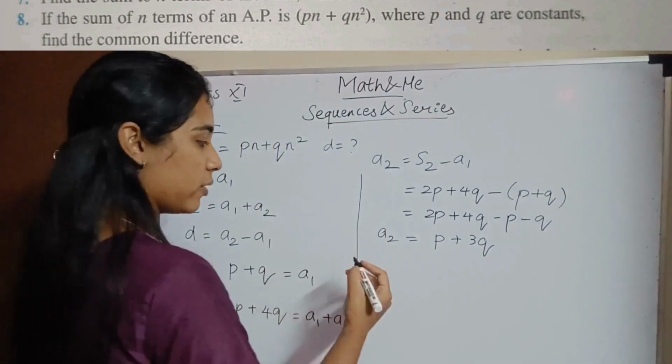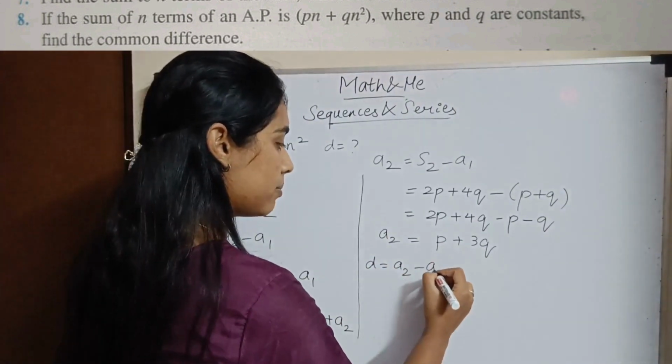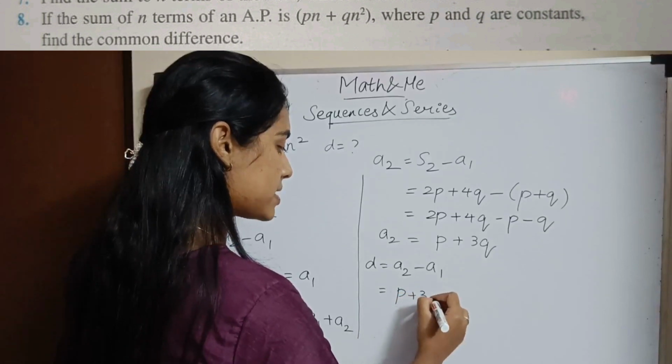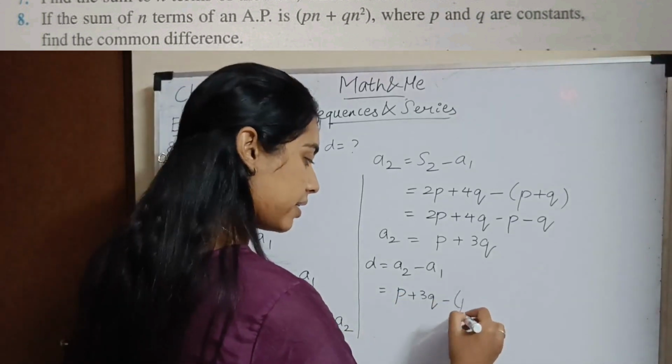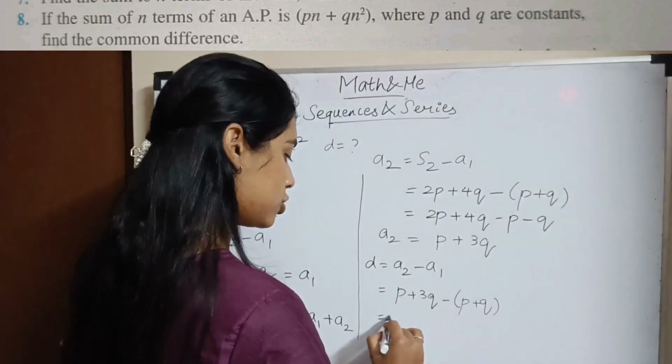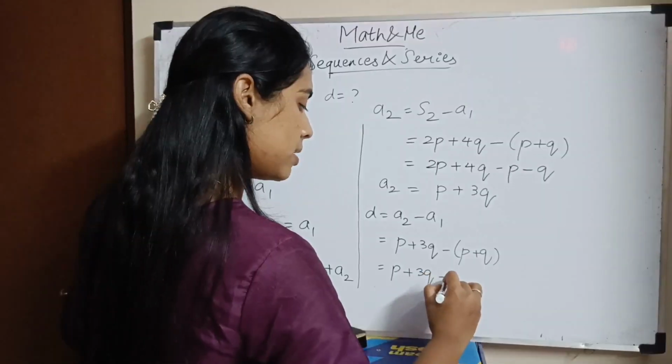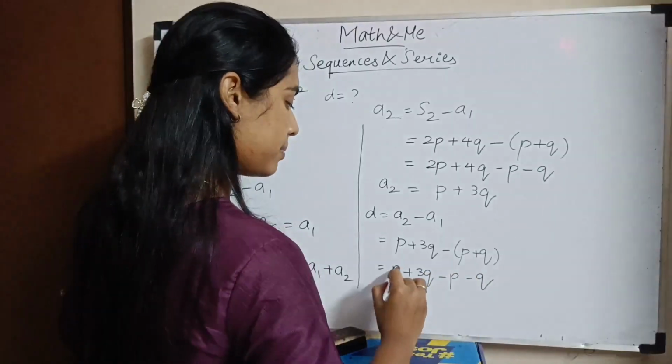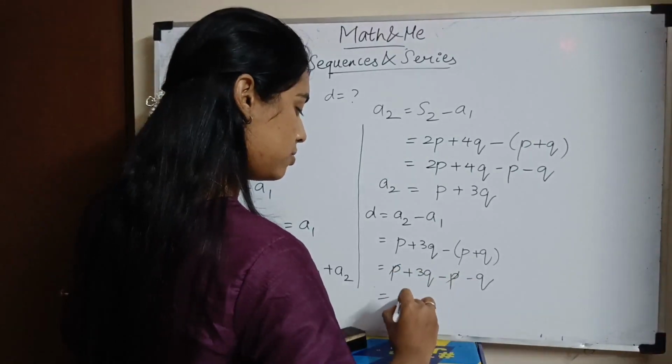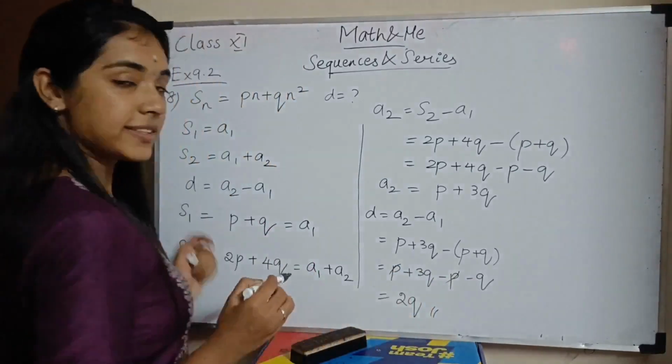Now you have a2 and a1. So what is your common difference? a2 minus a1, which is P plus 3Q minus, in a bracket, P plus Q. So P plus 3Q minus P minus Q. P minus P cancel, 3Q minus Q, 2Q. So this is your common difference. Okay.